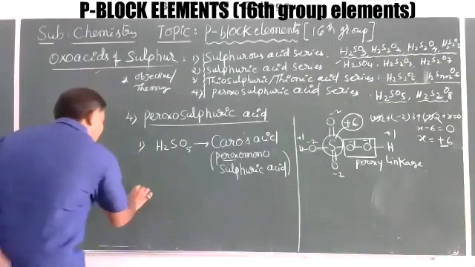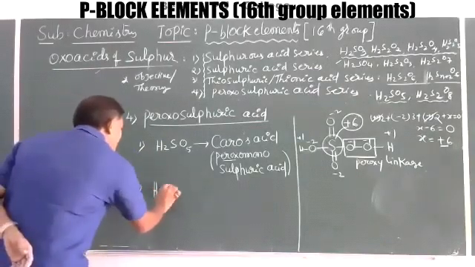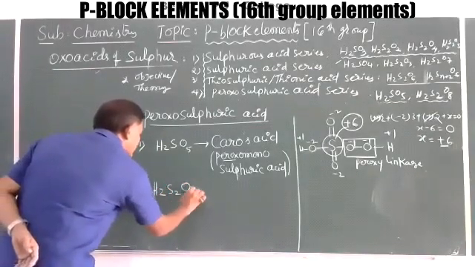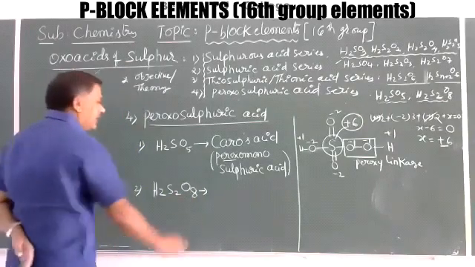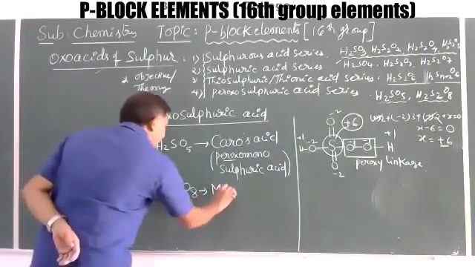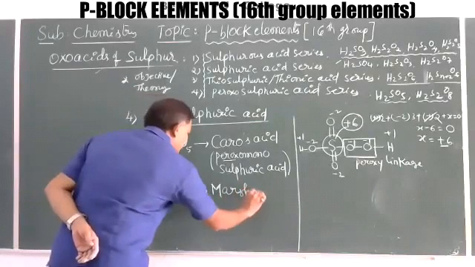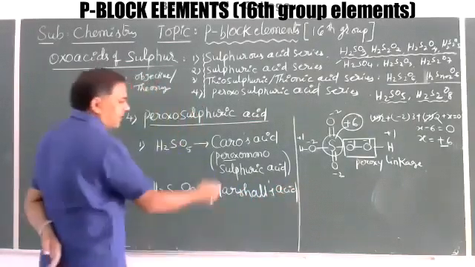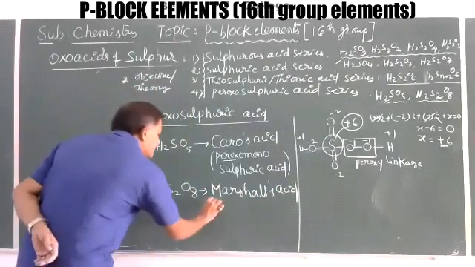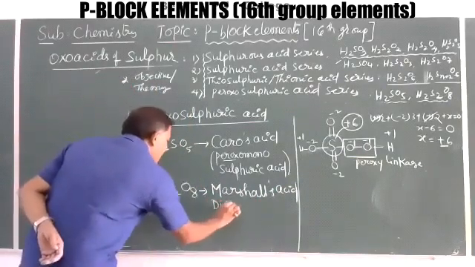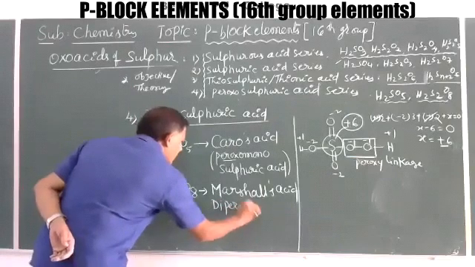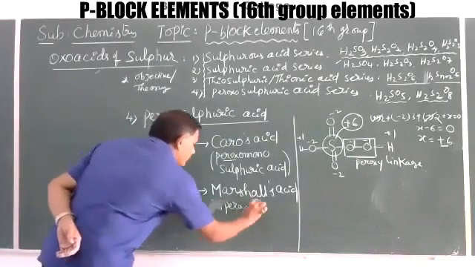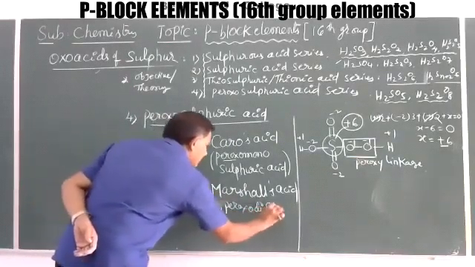Next one is H2S2O8. It is called the very, very important Marshall's acid. A very, very important named compound. It is a diperoxo or peroxodisulfuric acid.